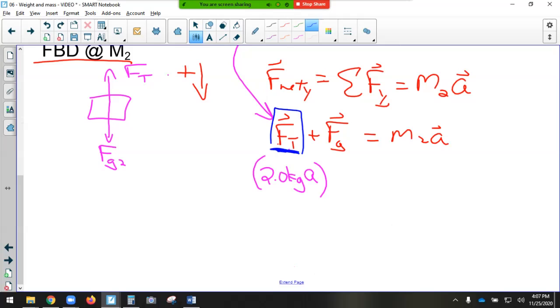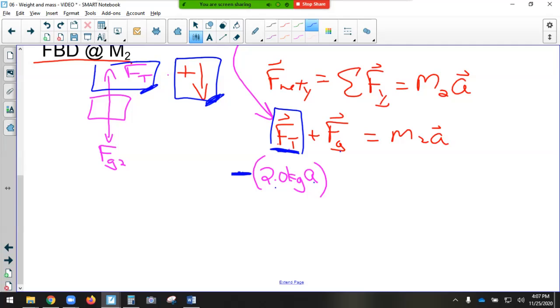So then I look at what I defined as positive and what direction tension's actually going. Tension is going up. I define down as positive, so therefore I have to remember to make this 2 kilograms times the acceleration a negative value. So that takes a bit of practice. You might mess that up once or twice, but after you do enough problems, you'll remember to do that.